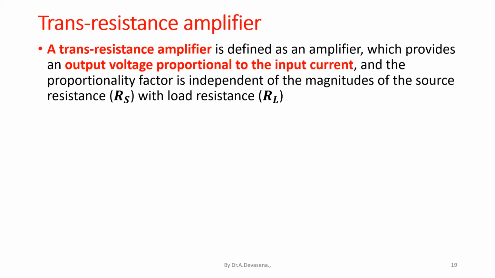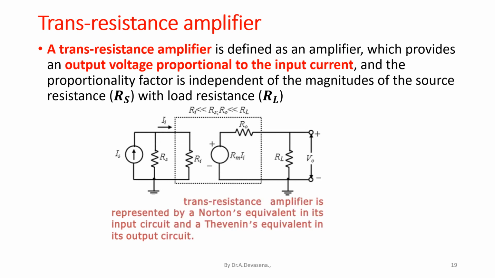A transresistance amplifier is defined as an amplifier which provides an output voltage proportional to the input current, and the proportionality factor is independent of the magnitudes of the source resistance Rs and load resistance RL. This is the representation of the transresistance amplifier. On the input side we have a Norton's equivalent circuit, and on the output side we have a Thevenin's equivalent circuit, as represented in this diagram.